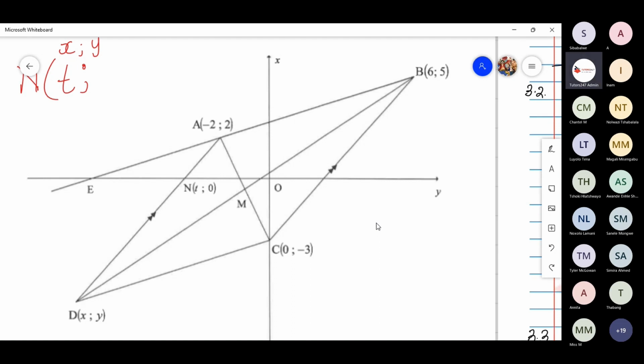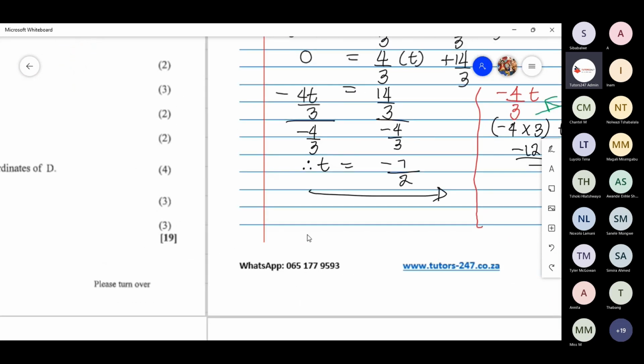So I'm going to use AC and refer to M as my midpoint because those two points are given. We also have D, but because I can clearly see those, I'm just going to use those ones. You can also use BD if you want to. You'll get the same answer. So I'm going to use A, which has coordinates -2 and 2, and C, which has coordinates 0 and -3.